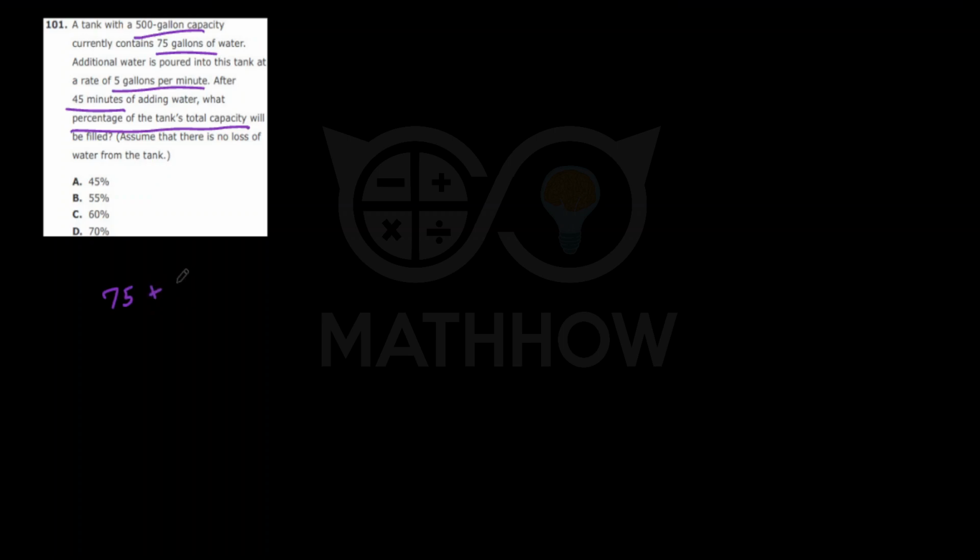There is already 75 gallons of water in the tank. And water is being poured into the tank at the rate of 5 gallons per minute, and after 45 minutes of adding water. So this plus sign represents the water is being added at the rate of 5 gallons per minute multiplied with 45, the time. This will give us the amount of water after 45 minutes that is poured in the tank plus the water that is already in the tank.